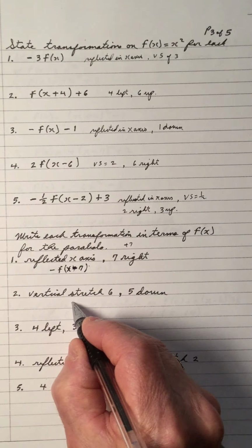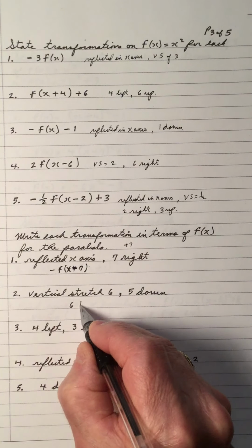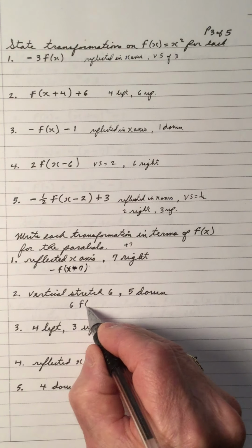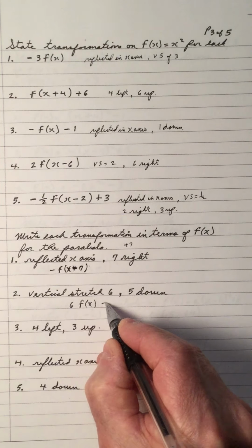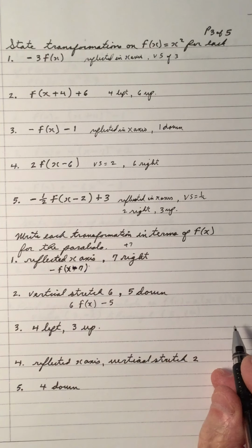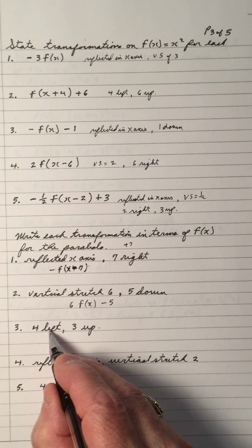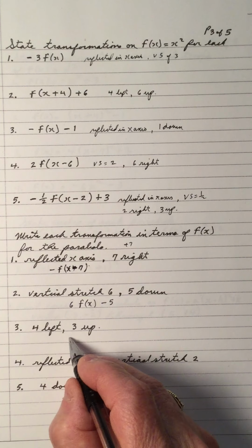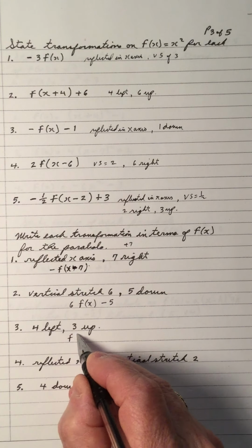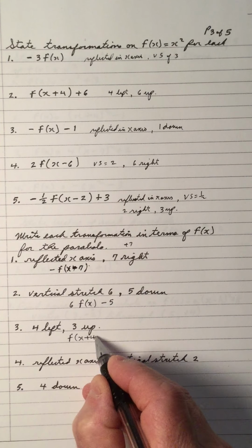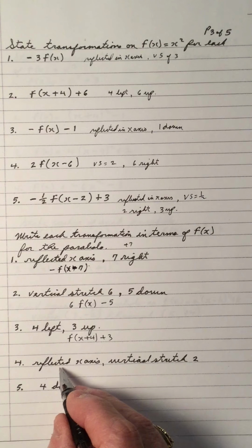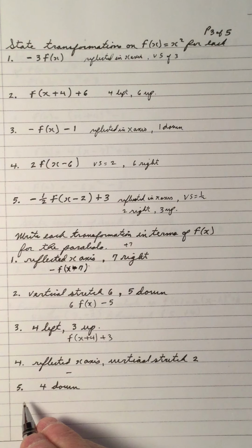Vertical stretch of 6, so 6 times the f of x, and down is affecting the y, so down is a -5. We go left 4. Left 4 is a minus, so we have a plus in the bracket. Up 3 is a +3. Reflected in the x-axis is a negative.